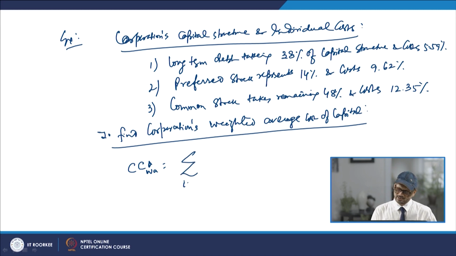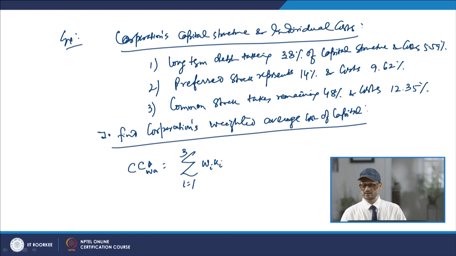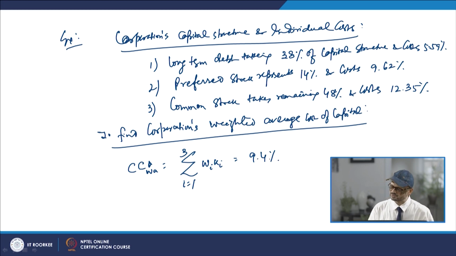from i equal to 1 to 3. You have 3 types of capital: the long term debt, preferred stock and common stock, and you have to multiply Wi Ki. These values are given, so you can multiply and then add. If you add them, it becomes 9.4%.